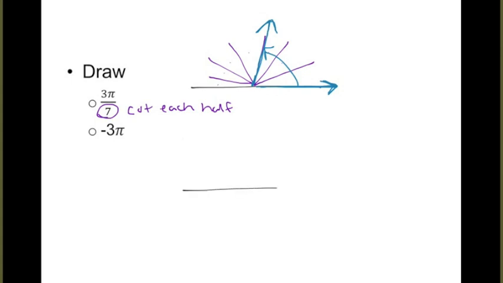For negative 3 pi, that's like over 1. So I'm going to cut each half into 1 piece. Well, that's already done, right? Just my x-axis cuts each half into 1 piece. Now I want to go negative 3 pieces. So I'm going to start at my positive x-axis. Negative tells me go backwards 3 pieces.